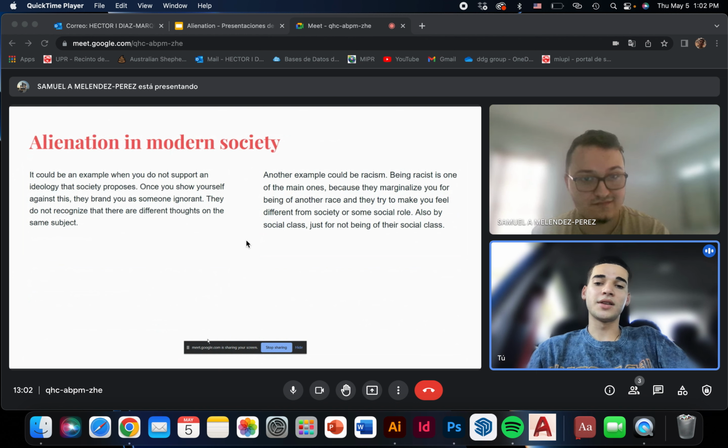Another example could be racism. Being racist is one of the main ones, because they marginalize you for being of another race, and they try to make you feel different from society or from some social role. It also happens by social class, just for not being of their social class. Those are some of the examples that we present here.